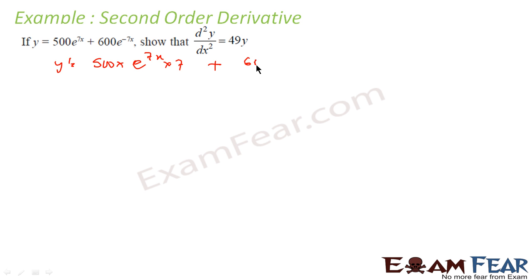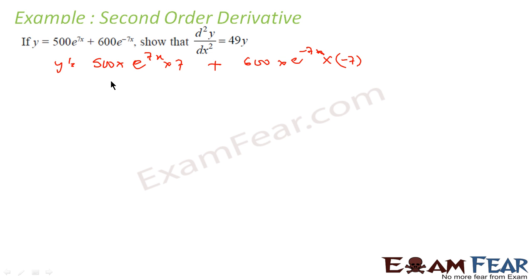Same thing plus 600 into e to the power minus 7x into minus 7. Correct? Because you can assume 7x as t, then this is nothing but dy by dt, and this is dt by dx. That is d of 7x by dx, that is 7. Same thing here. Correct?